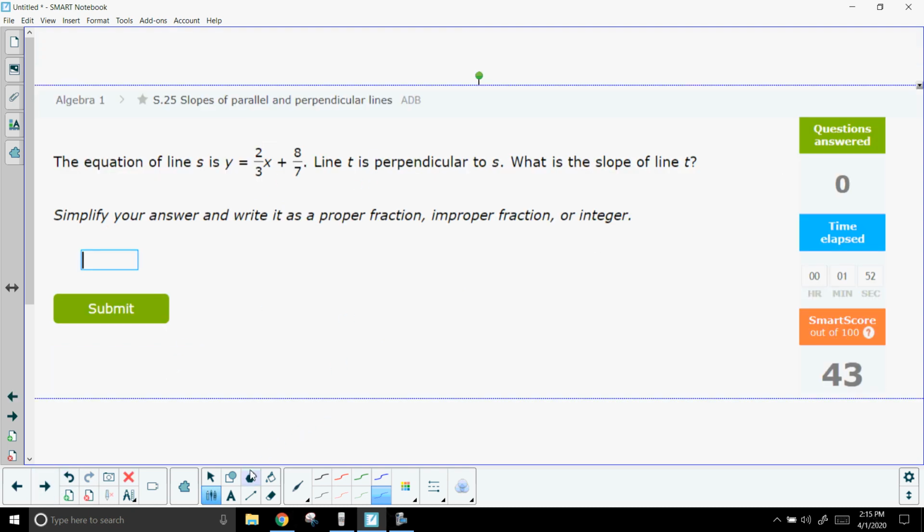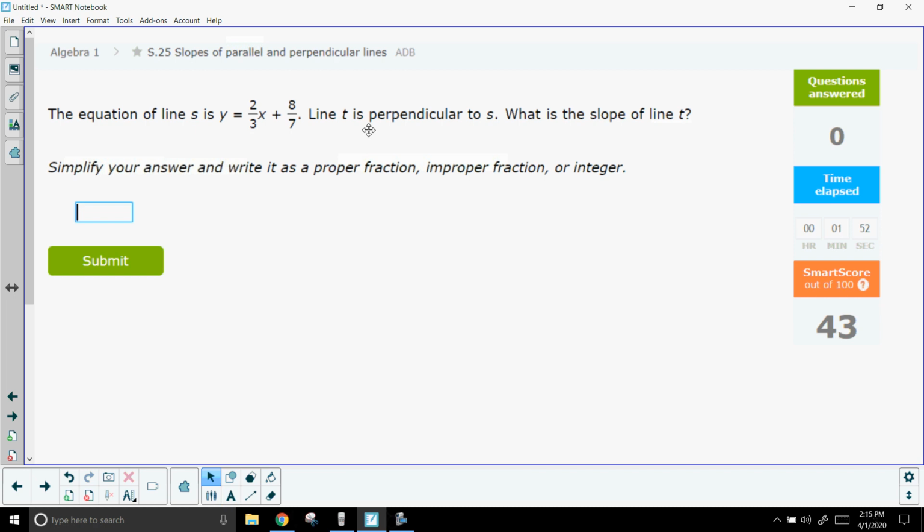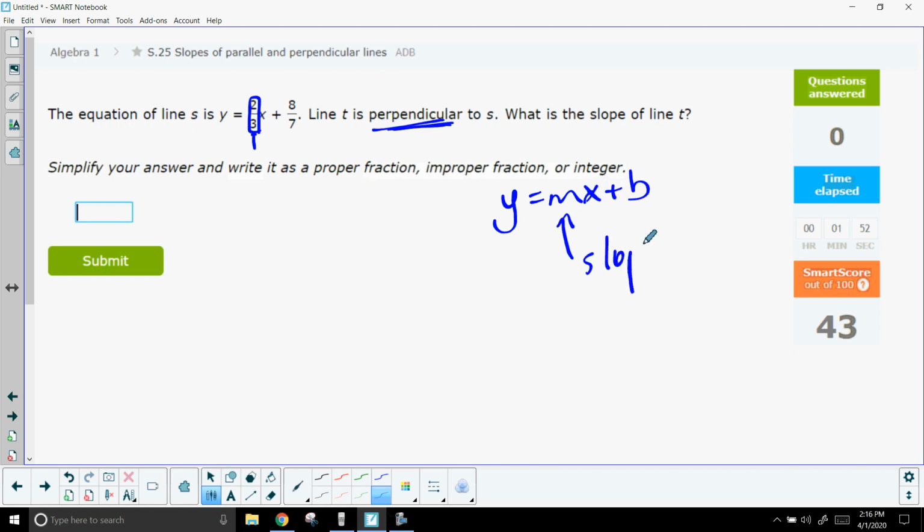All right, this one, they give you an equation, and they want another line that's perpendicular. Well, you'll look at where the x is because the number in front of the x is the slope. Remember? y equals mx plus b, m, slope. So since it's perpendicular, we need to take the negative reciprocal of that.